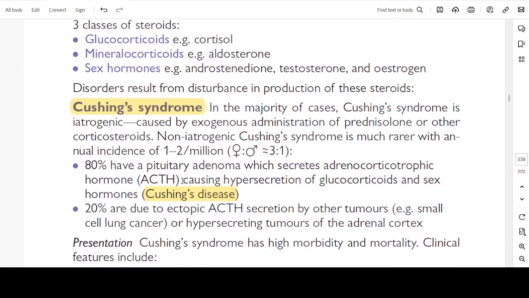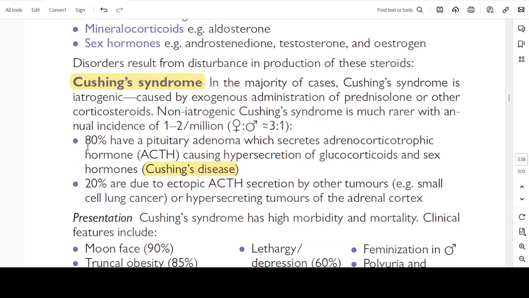Cushing syndrome. The majority of cases of Cushing syndrome are iatrogenic, caused by exogenous administration of prednisolone or other corticosteroids. Non-iatrogenic Cushing's is much rarer, with an annual incidence of 1 to 2 per million. Females are more commonly affected than males. 80% have a pituitary adenoma which secretes adrenocorticotropic hormone, causing hypersecretion of glucocorticoids and sex hormones, which is Cushing's disease. 20% are due to ectopic ACTH secretion from other tumors, for example small cell lung cancer, or hypersecreting tumors of the adrenal cortex.